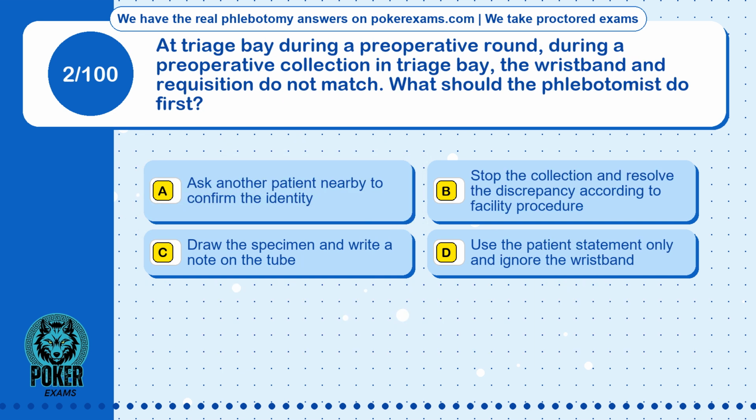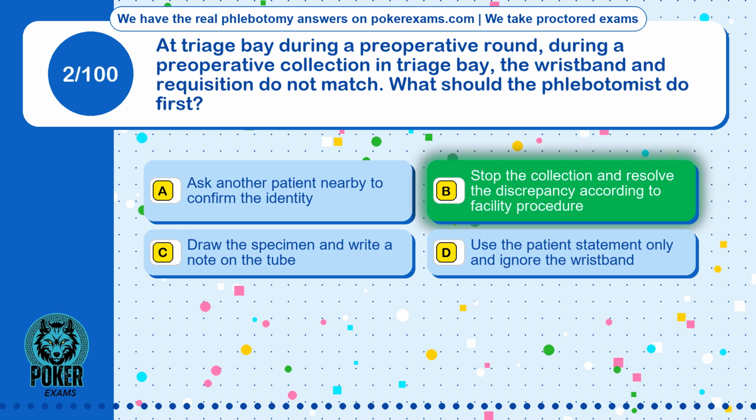Question 2. During a preoperative collection in the triage bay, the wristband and requisition do not match. What should the phlebotomist do first? Option A. Ask another patient nearby to confirm the identity. Option B. Stop the collection and resolve the discrepancy according to facility procedure. Option C. Draw the specimen and write a note on the tube. Option D. Use the patient's statement only and ignore the wristband.